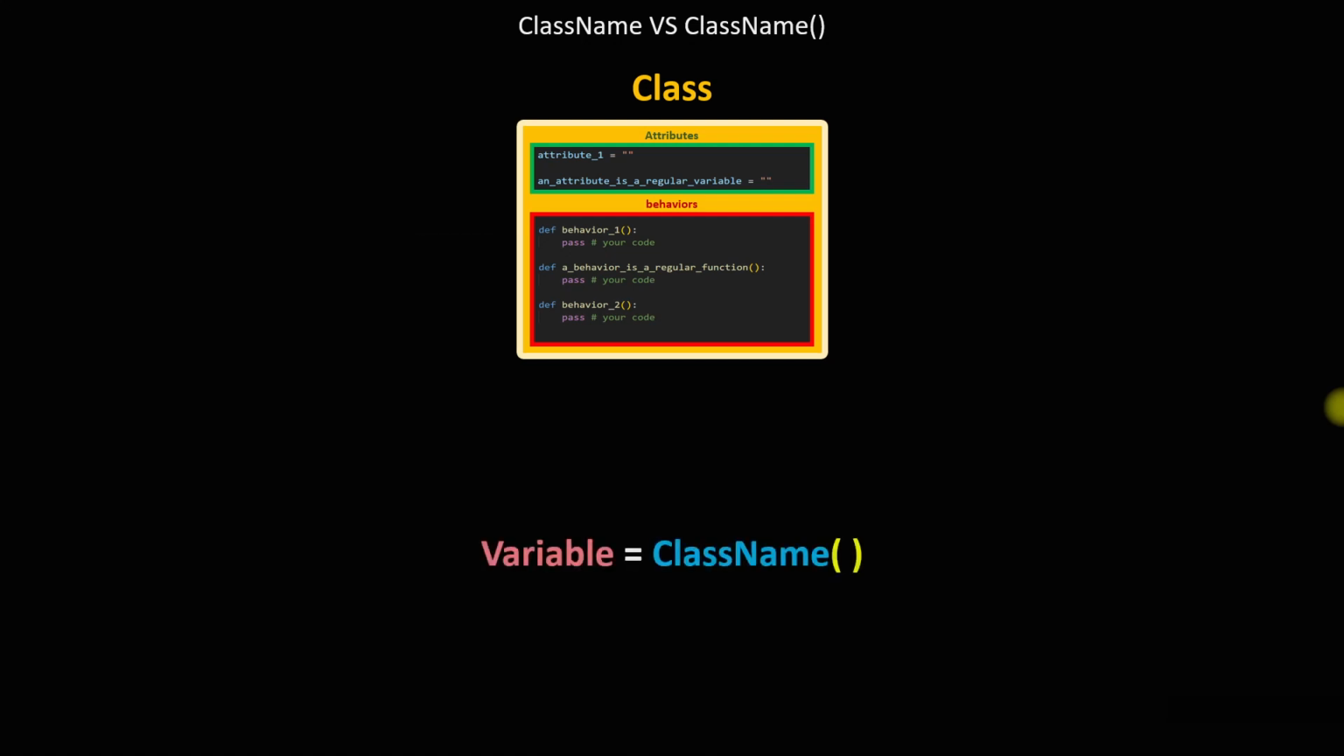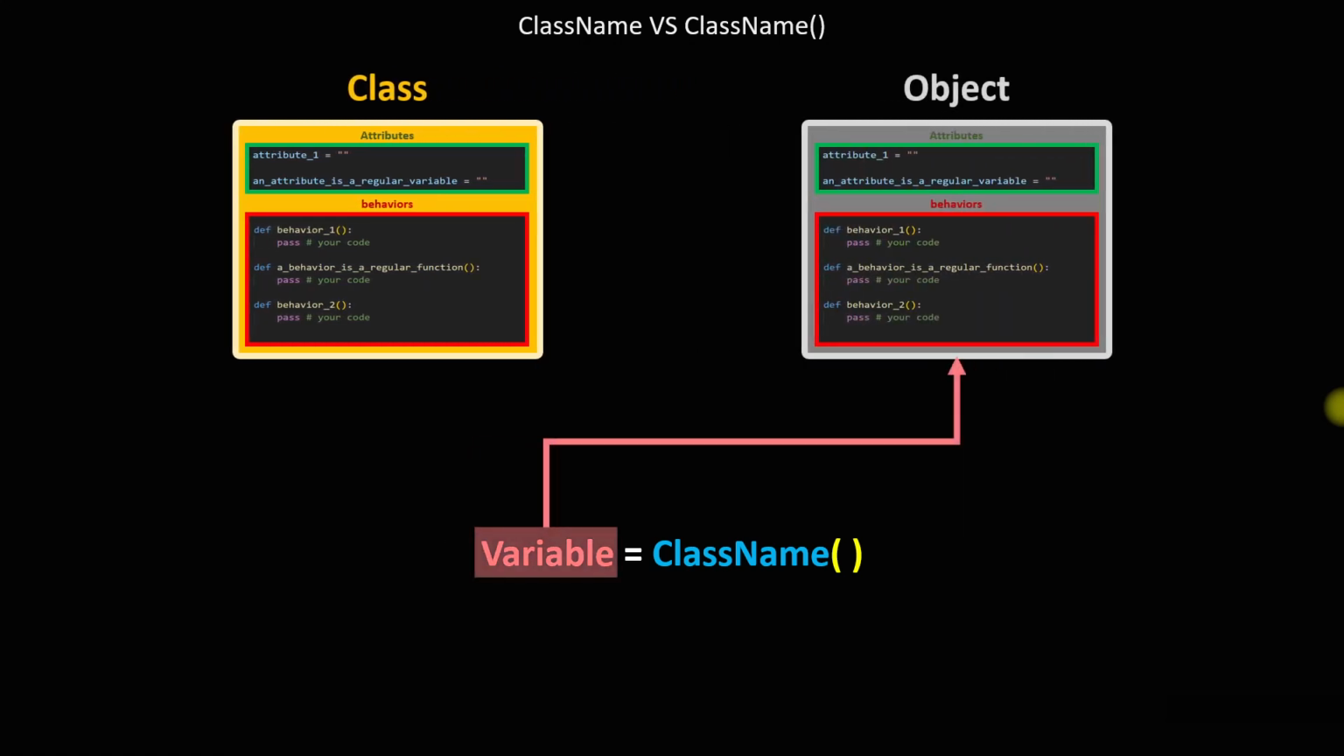Okay, what about if we add parentheses? The name of the class with parentheses inside a variable. And this time, you are creating a new copy of that class, a new object of that class, and you are saving that object inside the variable.